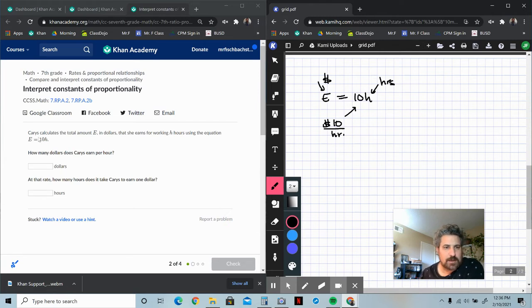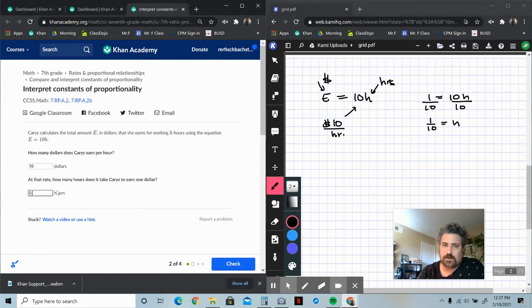So it says here, how many dollars does Carrie earn per hour? She earns $10 per hour. At that rate, how many hours does it take Carrie to earn $1? Well, if you want to earn $1, and you know that it's $10 for every 1 hour, then just divide both sides by 10, and you're going to see that in 1/10 of an hour, she can earn $1. You would just say 1/10 of an hour, or 0.1 hours.